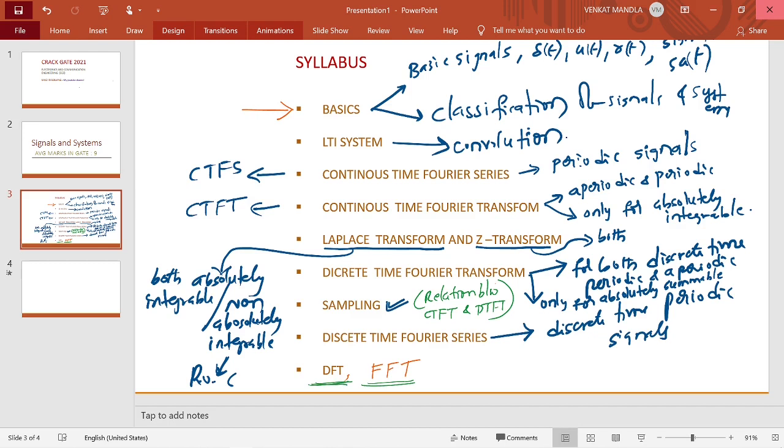And after discussing all these things, in practice you have to work with the DFT only. Why? I will discuss why. When you go to the industry, if your wing is communication or signal processing, then you have to work with the DFT only. All these other things will not be useful at all in your life. Why? I will discuss.